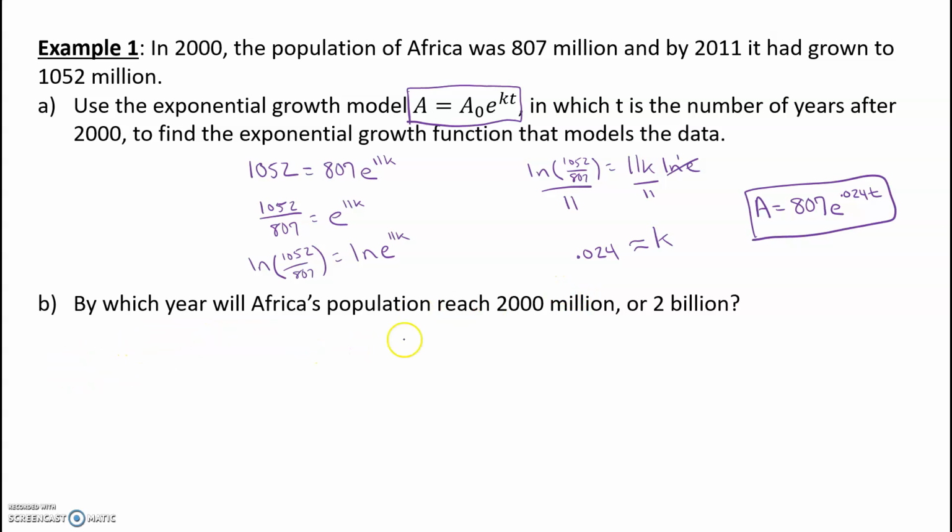Next one says, by which year will Africa's population reach 2,000 million, which is 2 billion. But again, remember, we're in terms of millions, so it's actually nice they put it that way for us. So we want to know, when is this going to reach 2 billion. So we just have to plug it in and solve. Divide both sides by 807. Again, don't reach for that calculator until you are done. We're going to take the natural log of both sides.